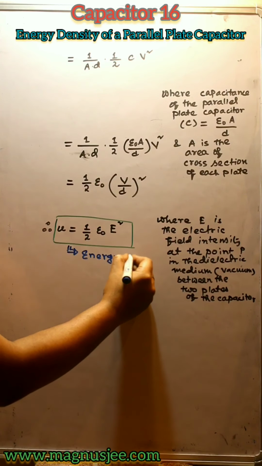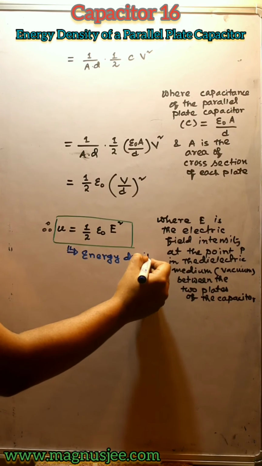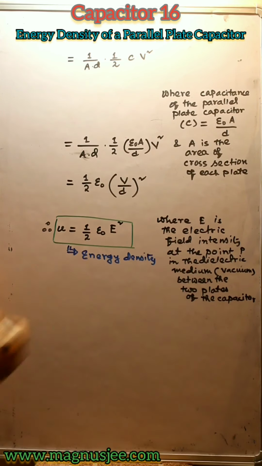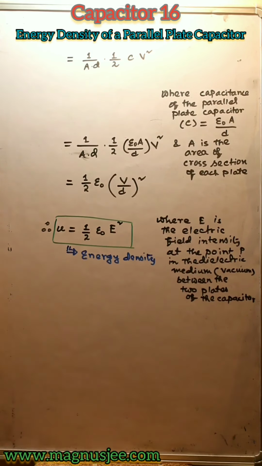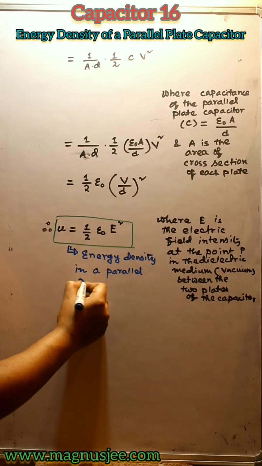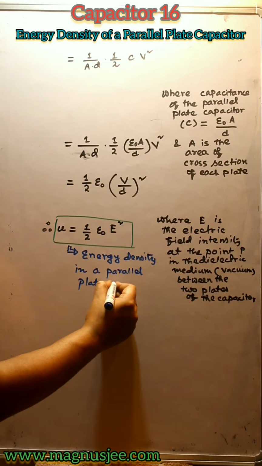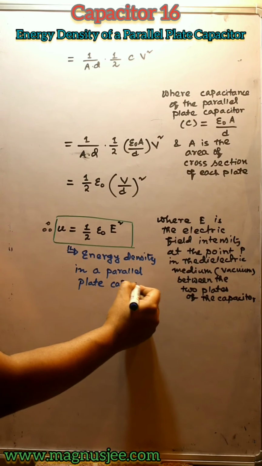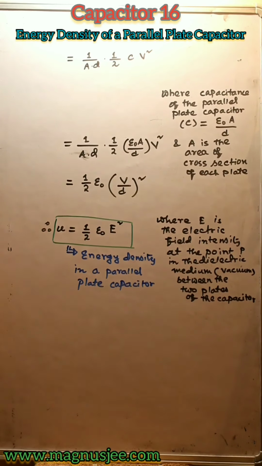This is the energy density in the parallel plate capacitor, and it has unit joule per meter cube. Energy density has unit joule per meter cube.